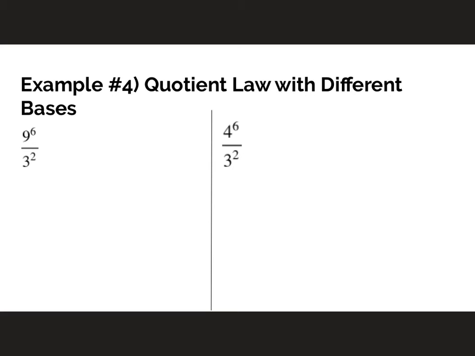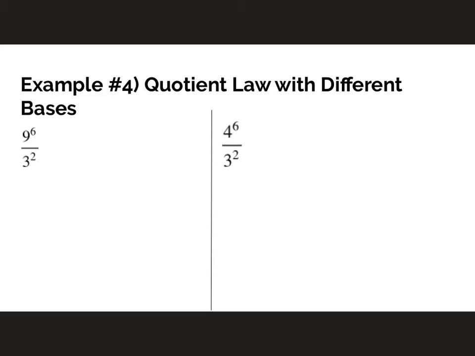What about when we have different bases, right? So when we have different bases, sometimes we can use the quotient rule, and that's really only if we can change around the base for either our numerator or denominator so that they're the same, right? So let's look at this. We have 9 to the 6 divided by 3 to the 2nd power.